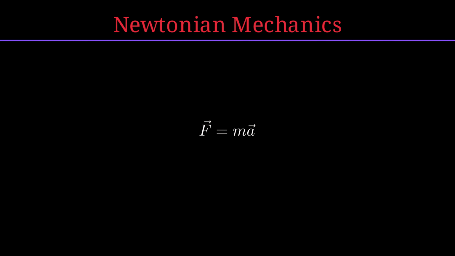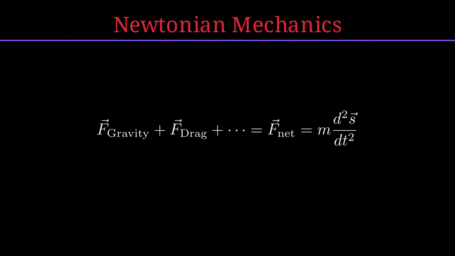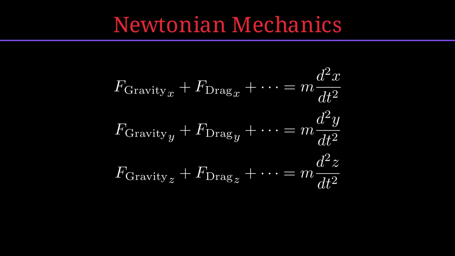In Newtonian Mechanics, you express all interactions and constraints in terms of forces, where force is equal to mass times acceleration. You then add up all the forces on an object to get the net force. Then, since force equals mass times acceleration, and acceleration is the second derivative of position with respect to time, you get a vector differential equation for each object. You can break each differential equation into a differential equation for each coordinate in space. These differential equations are the equations of motion.